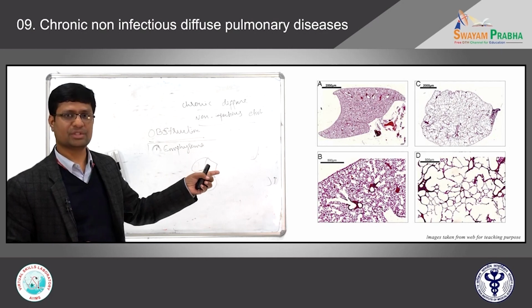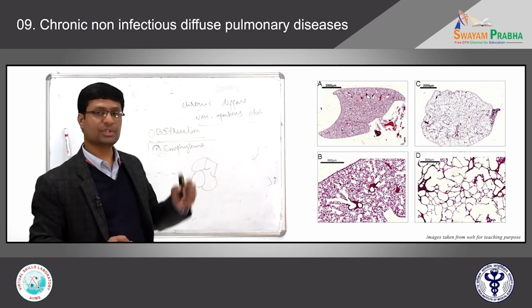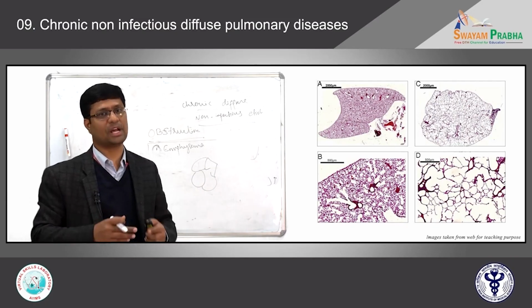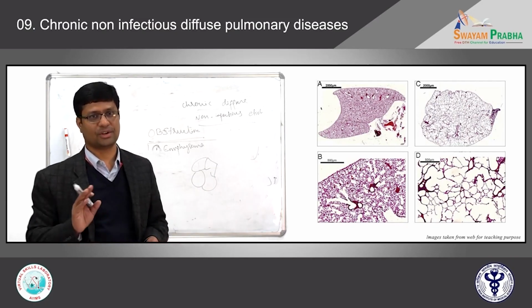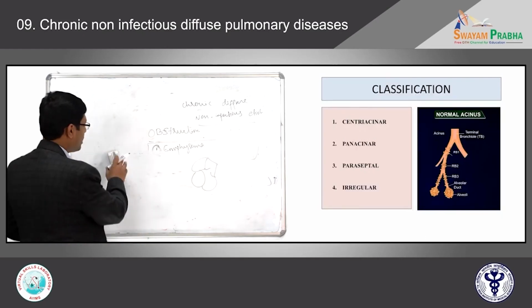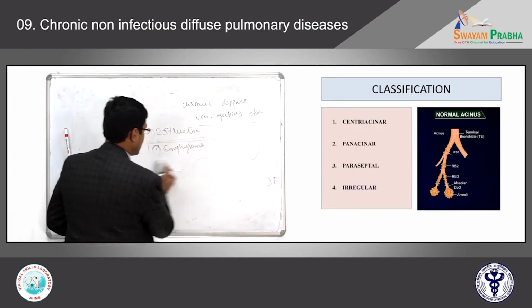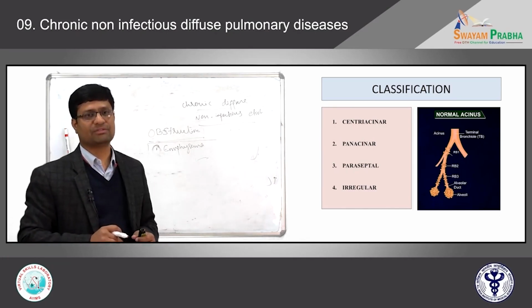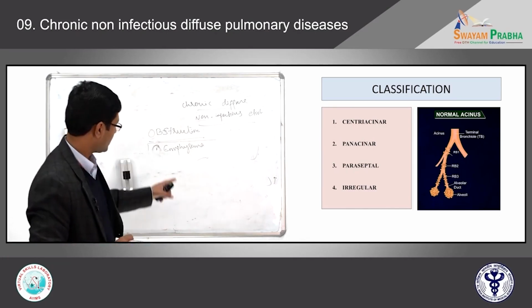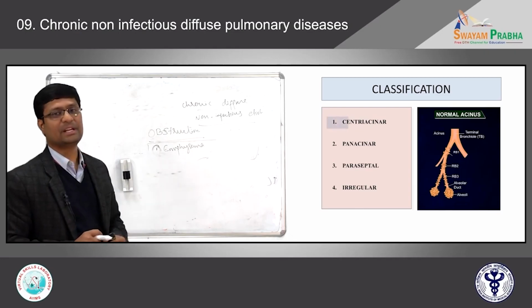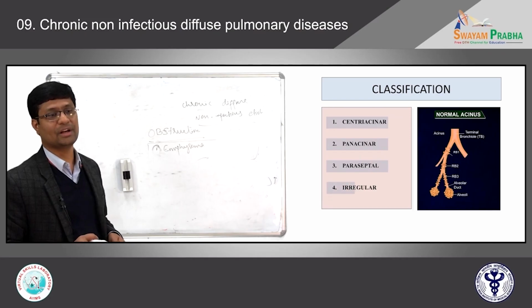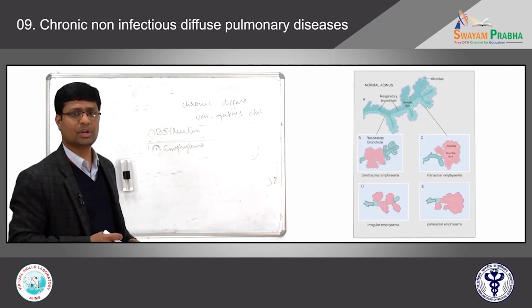Grossly enlarged air spaces, no obvious fibrosis, and under higher magnification, some of the alveolar septae are ruptured because of air tension. Right? This is the microscopy. Now we'll come to classification. As I told you just now, emphysema is classified into 4 different subtypes: centriacinar, panacinar, paraseptal, and irregular. What does each one mean?